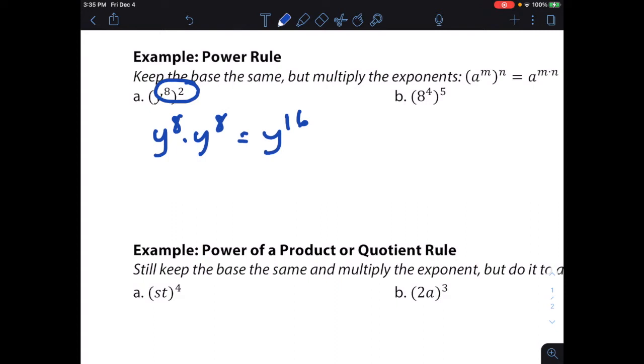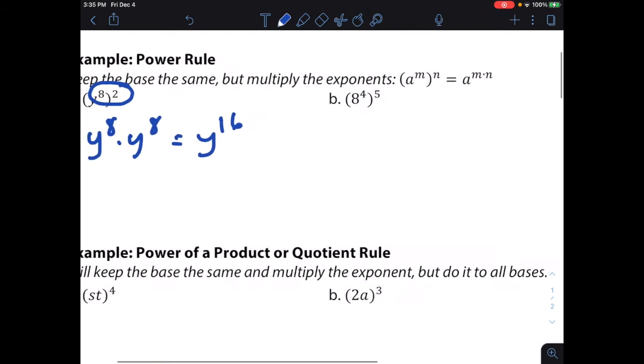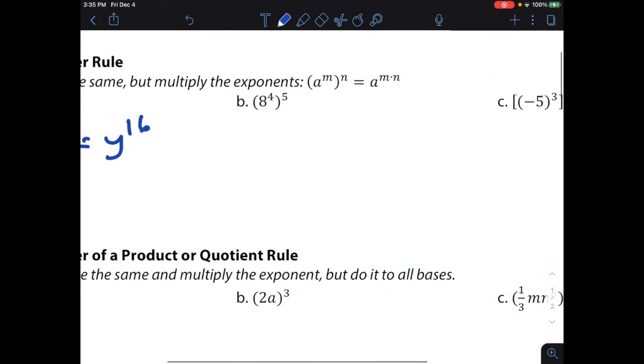All right, so if we look at the second example here, we have 8 to the 4th to the 5th power. Well, if we multiply those two exponents, we know that 4 times 5 is 20, so this is going to be 8 to the 20th power.